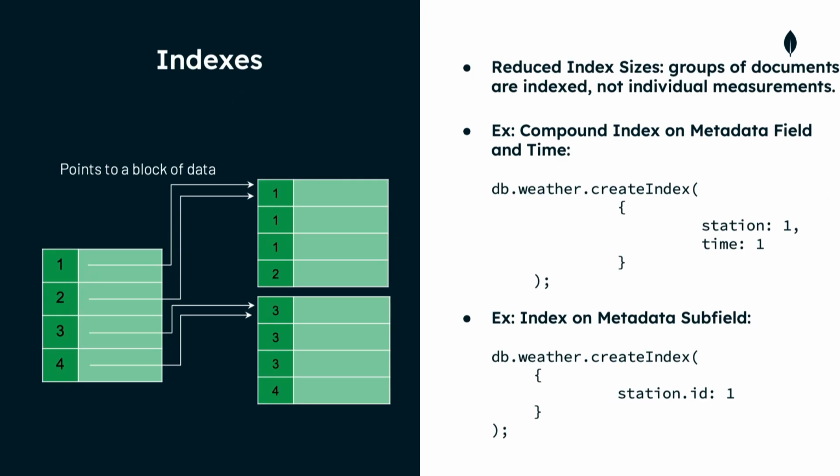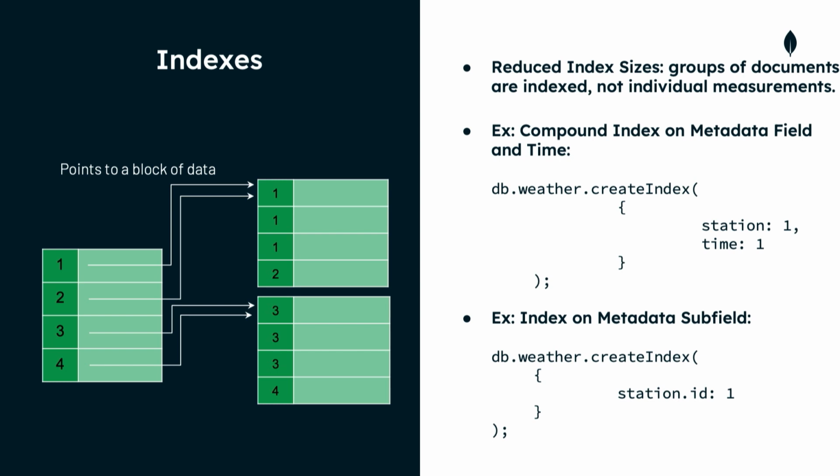And talking about the indexes, let's have a closer look at how this works. We index the measurements in groups, not individually, and this allows us to dramatically reduce the index sizes. So for example, if you were to query on station and time, you would create a compound index on station and time. If you were just querying on a metadata subfield, you would create an index for that. That would identify a unique station, for example.